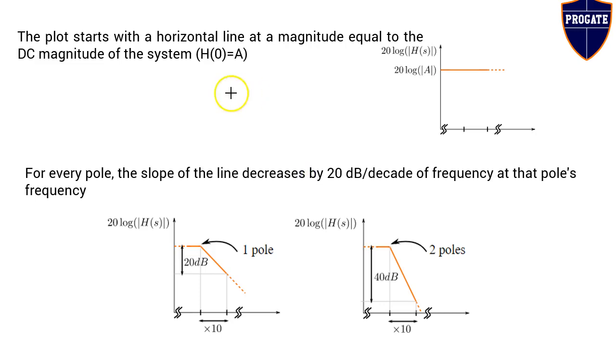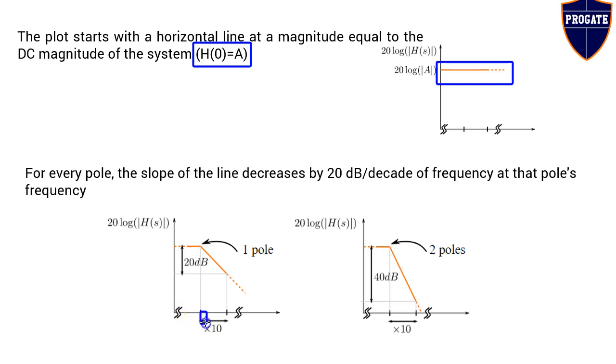Consider a transfer function with only a constant value, meaning it doesn't have any poles and zeros. Then the Bode plot is nothing but a straight line parallel to the x-axis, with slope 0. As we have stated already, for every pole the slope of the line decreases by 20 dB per decade of frequency at that pole's frequency.